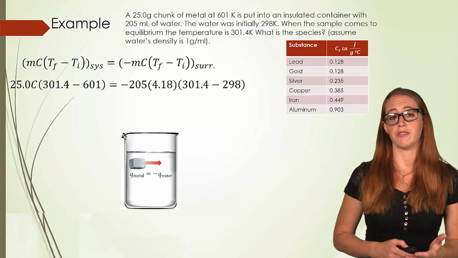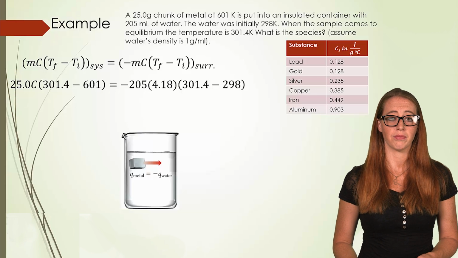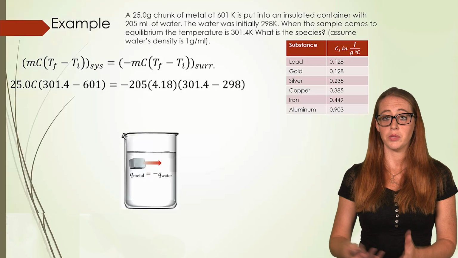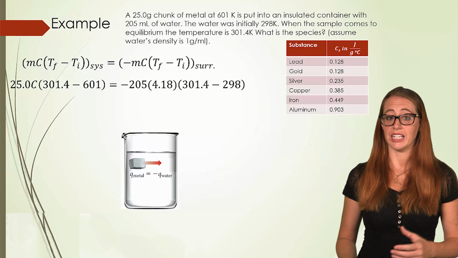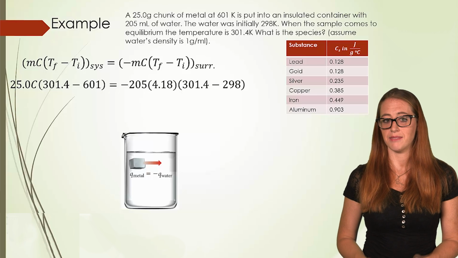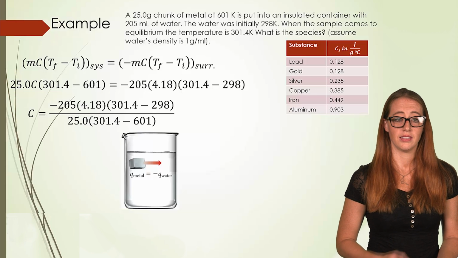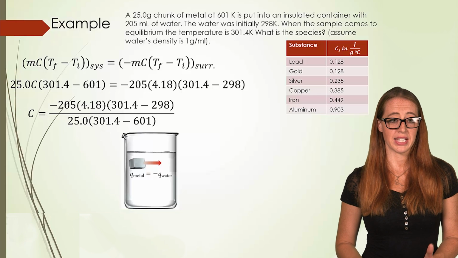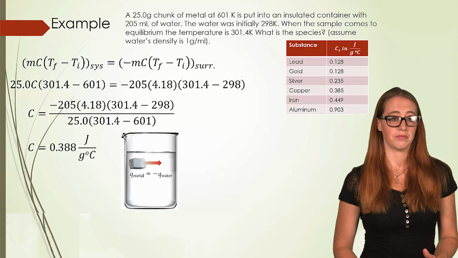We can look up our C for water. C for water doesn't change, so we can always go look that up, and it's 4.18. And we know our mass of water because it's 205 mL, which means that it's 205 grams. For the sake of room here, I didn't include my units. It's probably a good idea to do so when you aren't cramped for space. So now finally, we solve for our C. We rearrange all of our numbers. I'll give you a second to look at that. And then we get our final value.